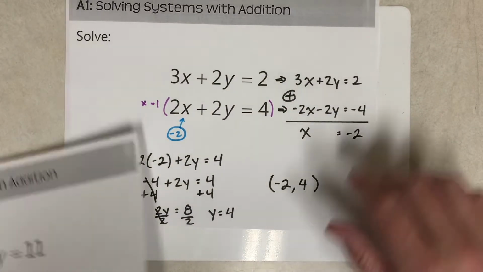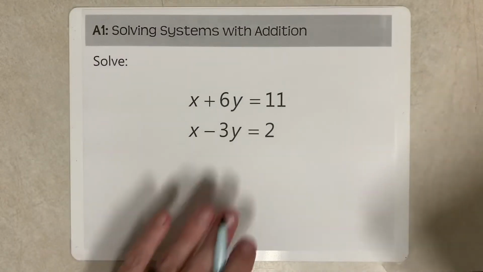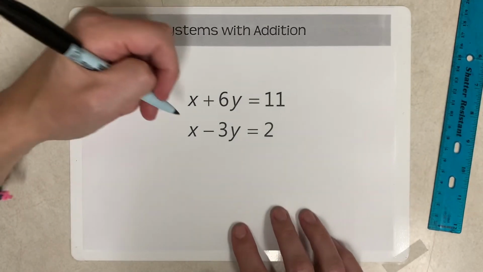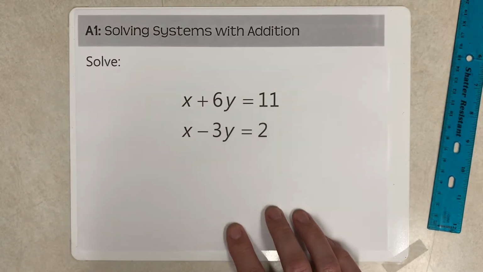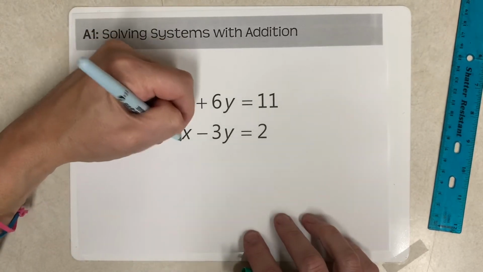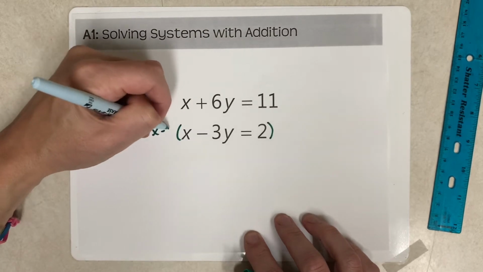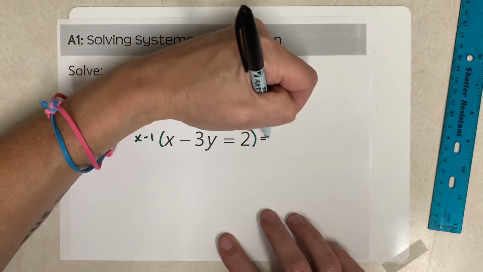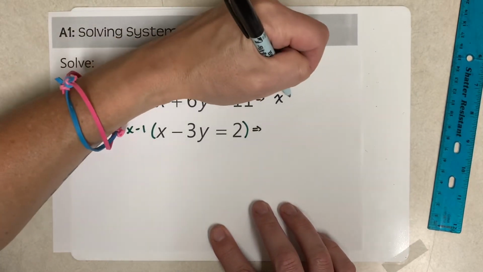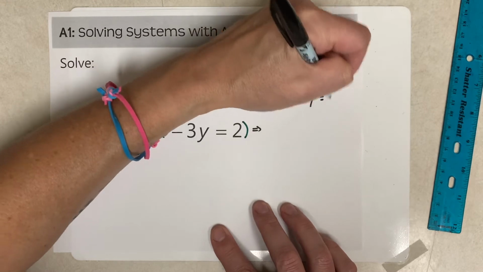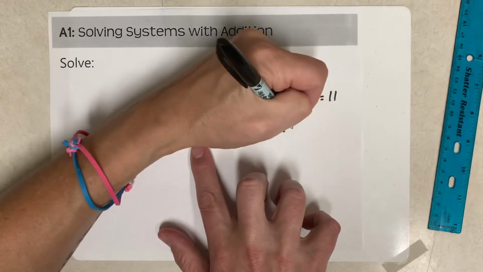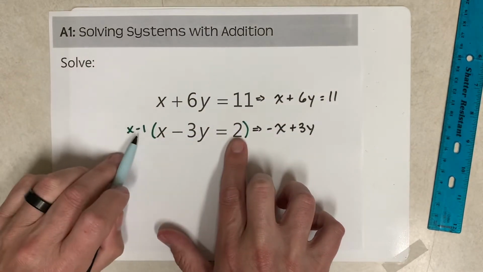All right, here's our next one. x plus 6y is equal to 11. x minus 3y is equal to 2. All right, so this time I'm going to take the bottom equation and multiply everything by -1 again to change all the signs. And here's what we get. So the top one is still going to be x plus 6y equals 11. The bottom one is going to be -x plus 3y, got to be careful, equals -2.